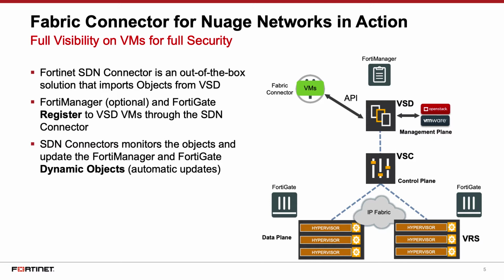These are specific objects that we call dynamic objects, because if something happens in the cloud, meaning that you add or remove a VM to the logical container that contains all the web servers, there is no manual action required. The Fabric Connector is going to automatically detect this change and update all the objects available in FortiManager and FortiGate.